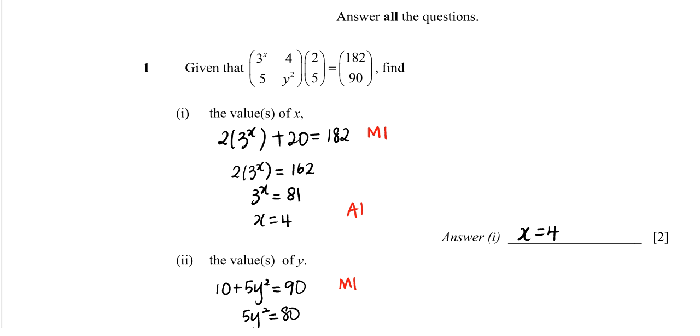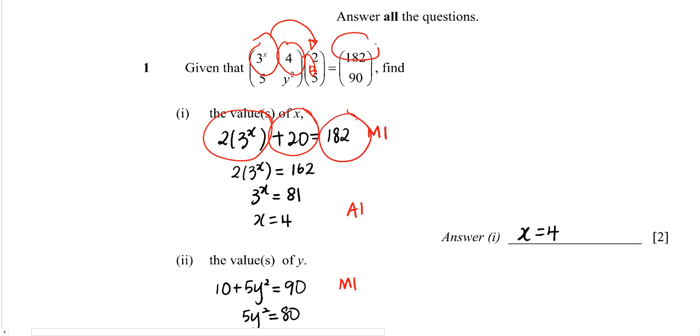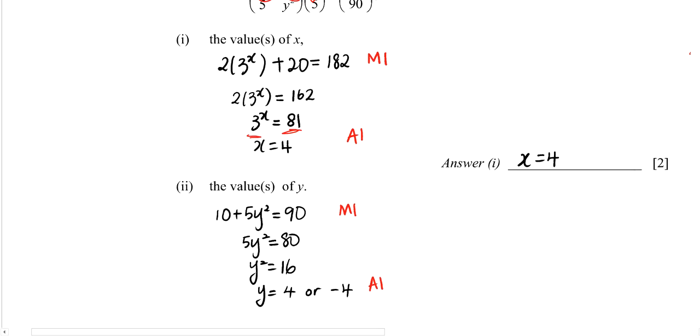Yes? Okay, then take your 3 power x, multiply by 2, then you add that to 4 multiplied by 5. So 2 times 3 power x plus 4 times 5 equals 182. From here, you solve for x by making the base the same. You simplify to become 3 power x equals 81, and you realize that 81 is actually 3 power 4. 3 power 2 is 9, 9 times 9 is 81, so 81 is 3 power 4. So you do the same thing for y.